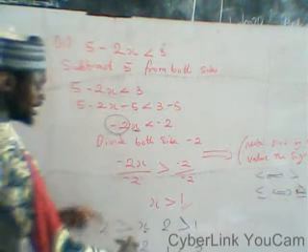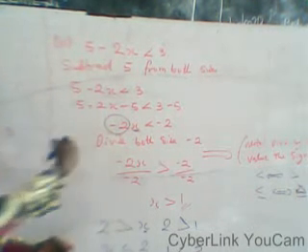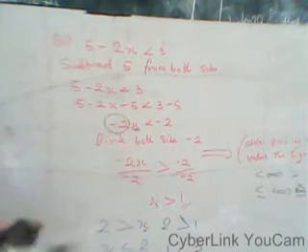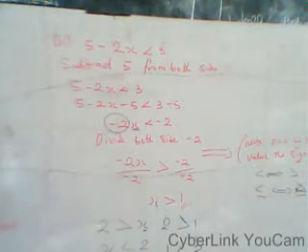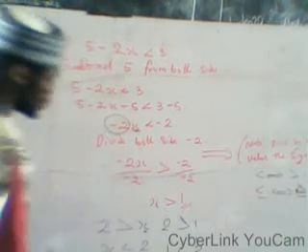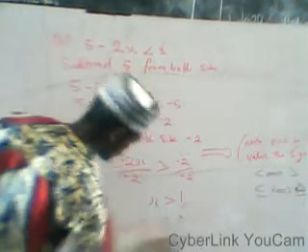When you are changing the position of a variable, your sign will also change. When you are dividing by a negative, your sign must change. When you are changing the position of the variable, your sign must change. That's what we want you to get there.